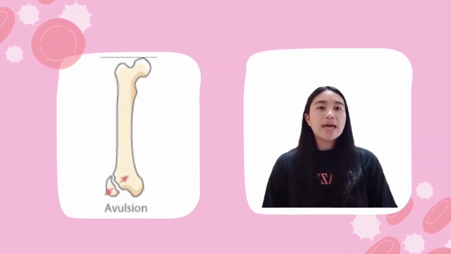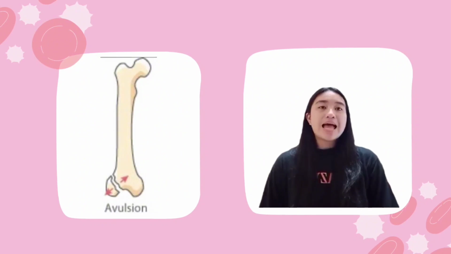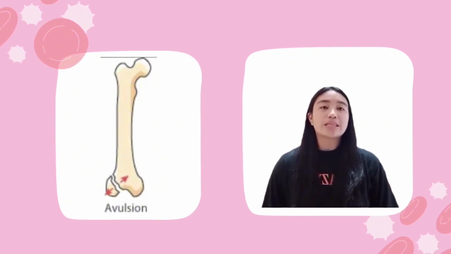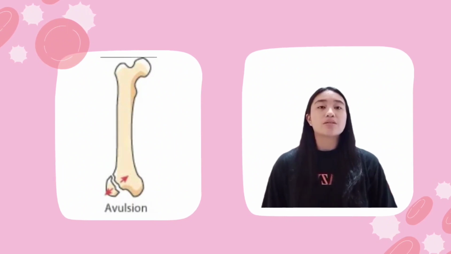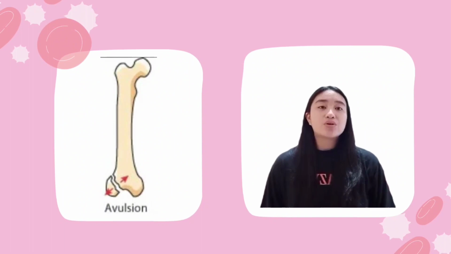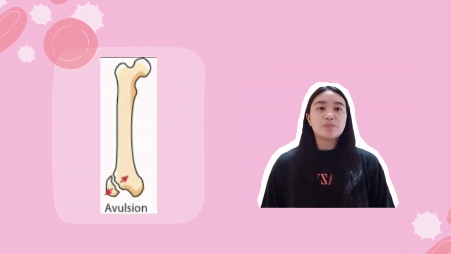Now, we have the avulsion fracture. An avulsion fracture occurs when a ligament or other soft tissue attachment to bone overcomes the stress capacity of the bony attachment and tears off a portion of the bone.